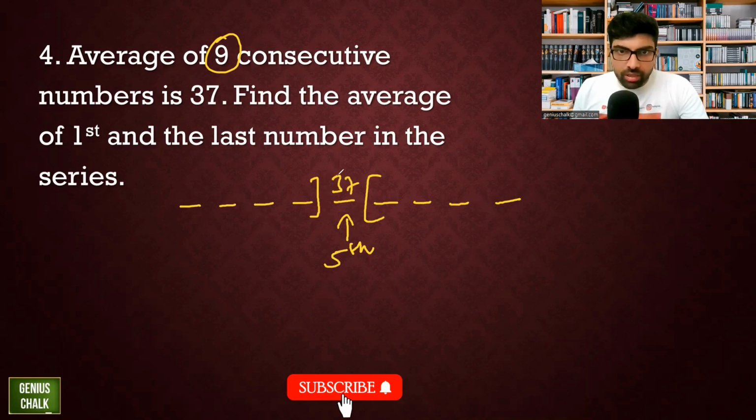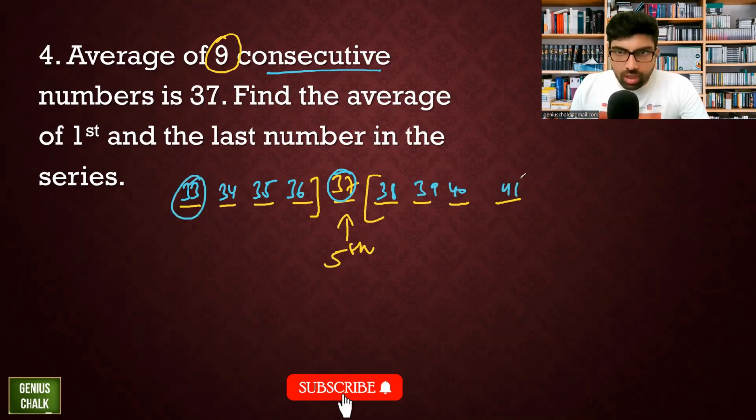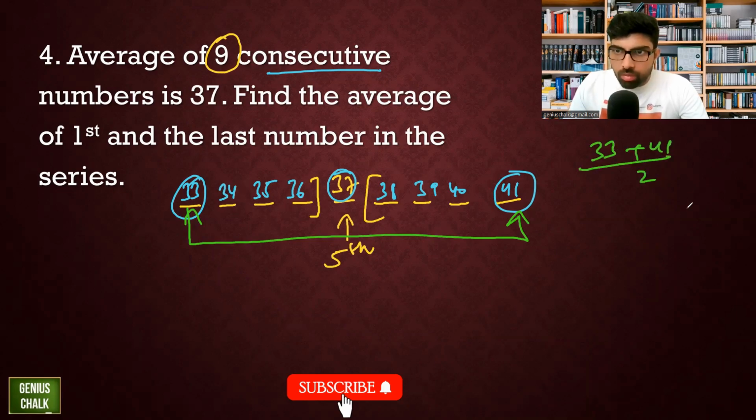One way we can do it like this. 37, all are consecutive. So this must be 36, this must be 35, this must be 34, this must be 33. Next, 38, 39, 40, 41. So what is the average? 33. So you know the concept. The average is first plus last by 2. How much? 33 plus 41 by 2. 74 by 2. That is 37 only.